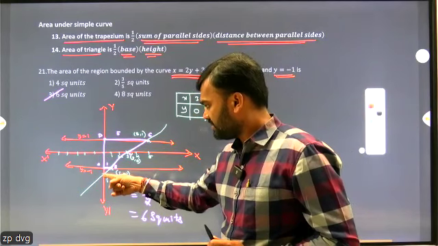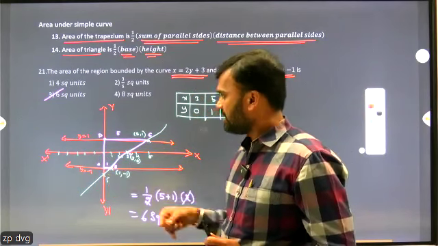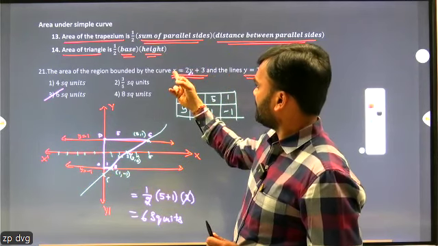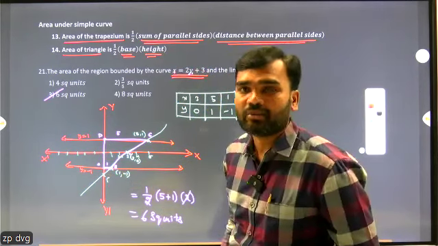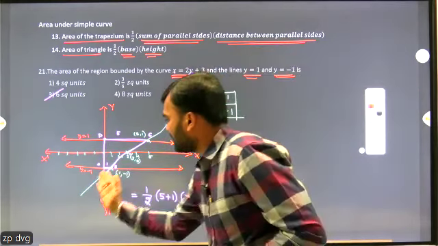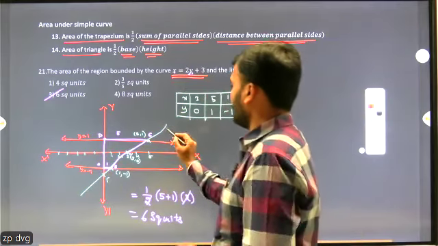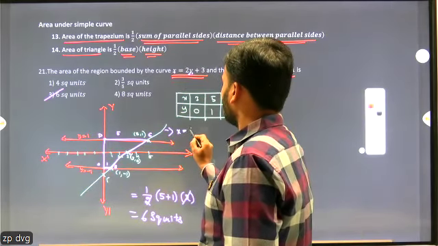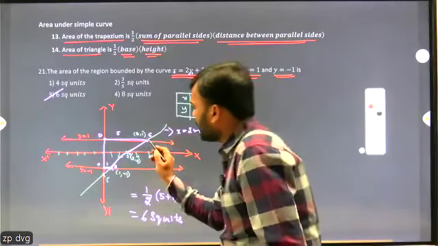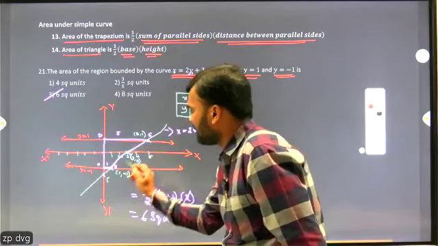After that, when x is equal to 0, y is equal to -3/2. Here -3/2 will come. After that, I want to draw the line x is equal to 2y plus 3.